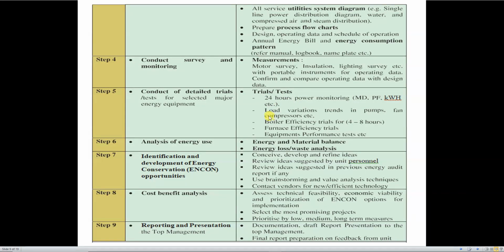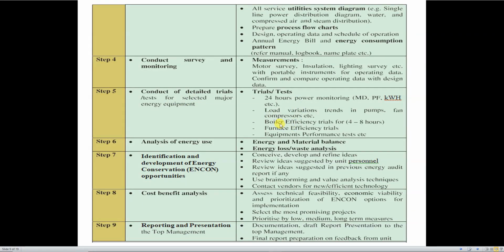Okay, next is load variations trend in pumps, fans, compressors. Okay, there are different load variations. Okay, base load में कितना run होगा. Okay, peak load and intermediate load, we have to make a trial of that. So because of this trial we are going to get this data.